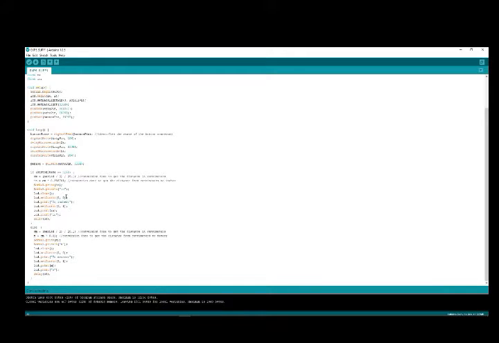Then clear, then set cursor, LCD print inches, set cursor 0,1, LCD print in, LCD print inches, then delay 50. And vice versa in centimeters. Period divided by 2, 29.1, the conversion done to get distance in centimeters.